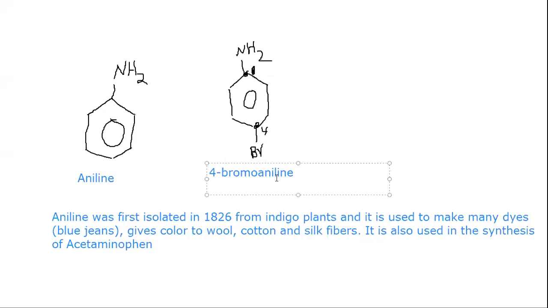Or instead of using 4, we can use para-bromo aniline. It's the same thing. You can use either 4 or you can use para. We don't use 1 anymore. Why? Because aniline means what? Aniline means benzene ring with NH2. So we don't need to use 1 in front of aniline because benzene ring with NH2 is called aniline. So simply the name of this compound is 4-bromo aniline.